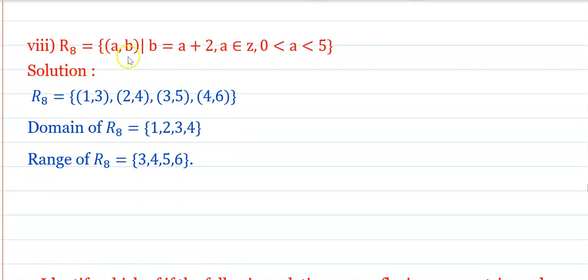R8 is the relation (A, B) such that B is equal to A plus 2, where A belongs to Z, the set of integers, and the value of A lies between 0 and 5. B is equal to A plus 2. The value of A lies between 0 and 5, so we will take the values of A as 1, 2, 3, 4.